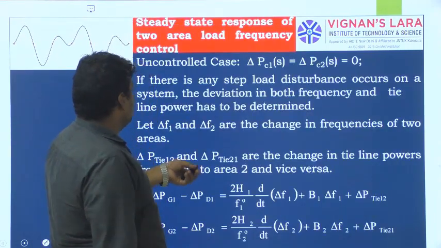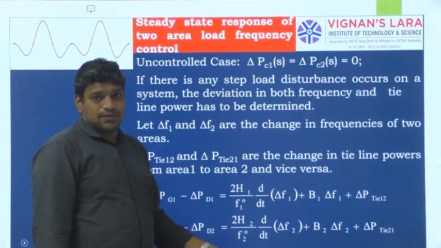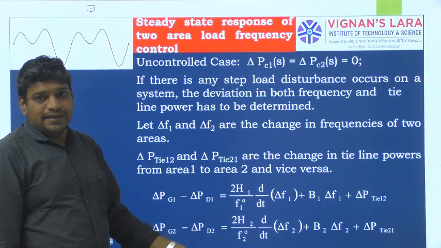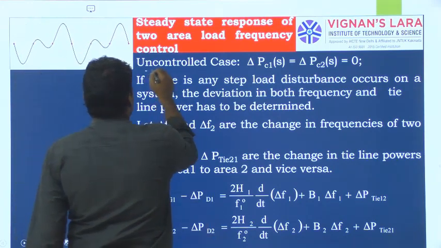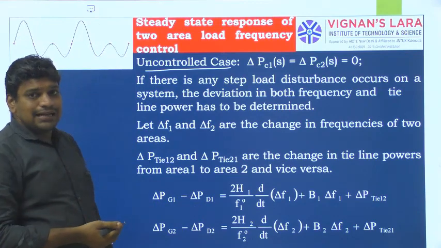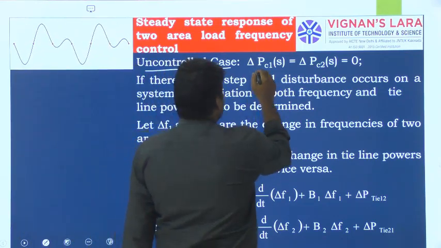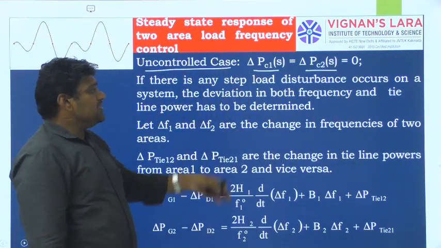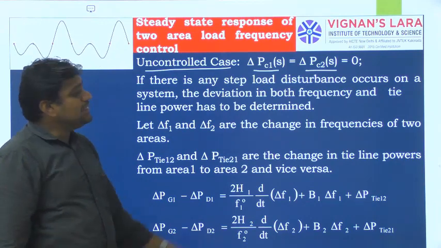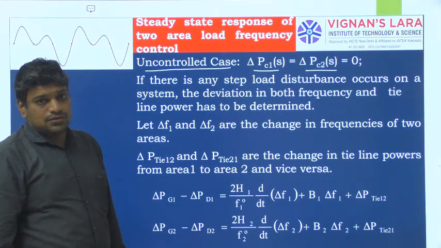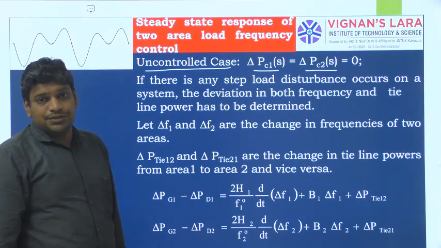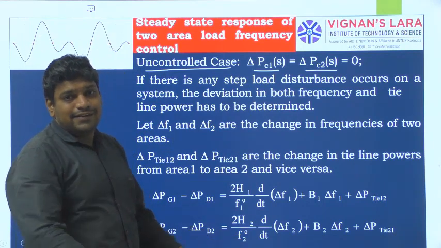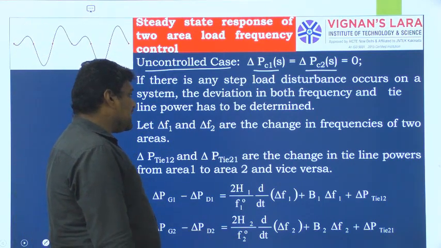Okay, so these two parameters we need to regulate. For the purpose, we are going to study the steady state response, when any disturbance occurs in the system, how these two parameters are going to vary. First we are going to study the uncontrolled case. Uncontrolled case means delta Pc1 of S is equal to delta Pc2 of S is equal to 0. So the speed changer setting is 0. There is no change in the speed changer setting. Uncontrolled means free governing operation. From the governor side, you are not going to change this parameter, that is the speed changer setting. So you are leaving it free. That's why this is known as an uncontrolled case.